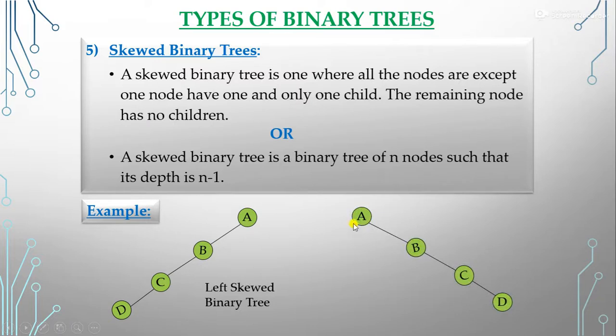And this one is again a skewed binary tree because each node has exactly one and only one child except one node, and it has four nodes and 3 edges, meaning its depth is 3. So this is our right skewed binary tree.